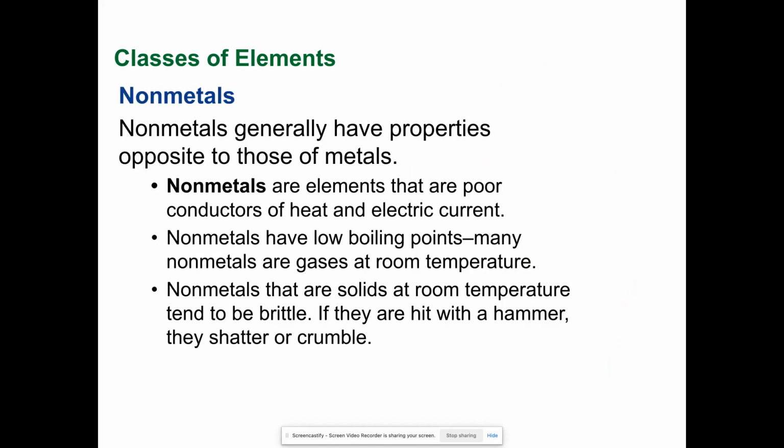Okay? Nonmetals. They're not great conductors of heat or electricity. They usually have low boiling points. Most of them are gases at room temperature. If they're not a gas and they're a solid at room temperature, they're pretty brittle. You could crack it, break it. They're not malleable at all.